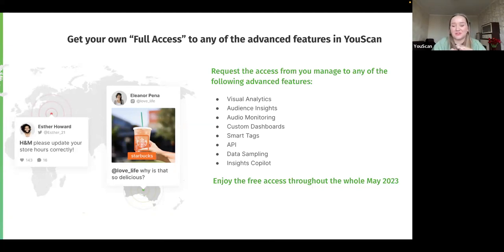So today we will cover just three main features that are mainly dedicated to the coverage itself, that can enrich your coverage and bring more results to your monitoring topics. And this is visual analytics, audience insights, and audio monitoring. In the second part, which I will present on the second webinar on Tuesday next week, we will talk more deeply about reporting systems, and automations like smart tags that can help you automate the process of tagging, or APIs, sampling, etc.